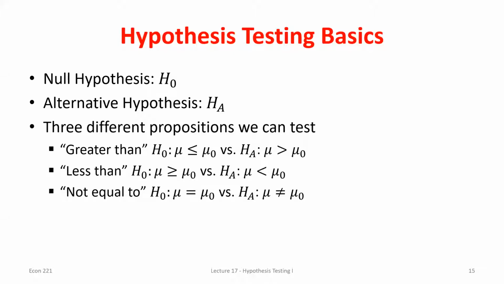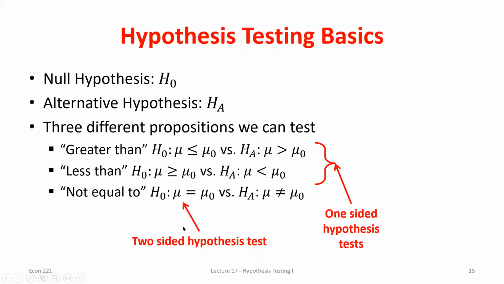Okay. So when we have a greater than sign in the alternative hypothesis, we'll call it a greater than or right-tailed test. When we have a less than sign in the alternative hypothesis, we'll have a less than or left-tailed test. When we have a not equal to sign, we'll call that a not equal to or two-tailed test. So the right and the left tail are one-tailed tests. The not equal to is our two-sided or two-tailed test.